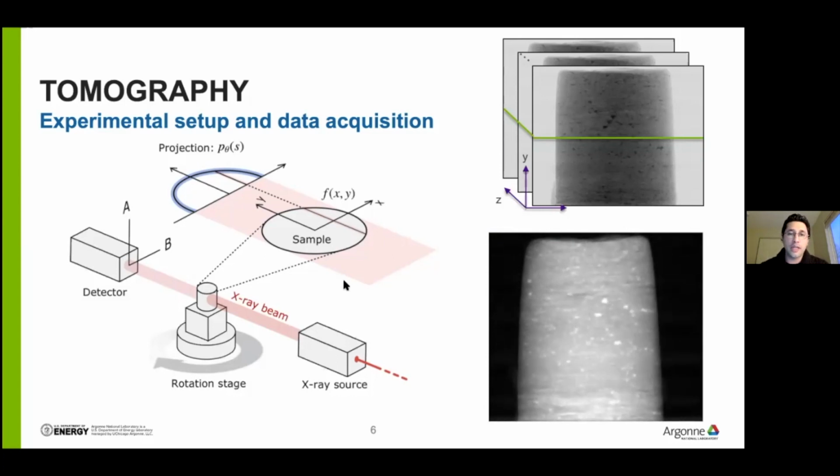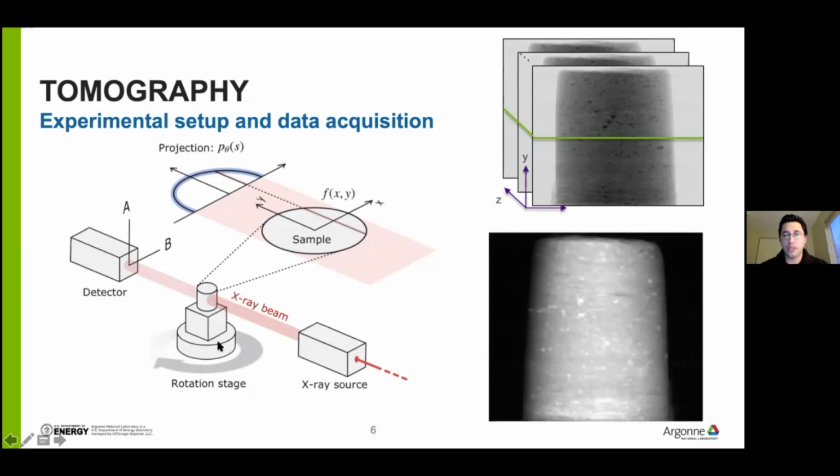So in a tomography experiment, what we do is we put the sample or material that we want to image on a rotation stage. And then we expose this sample to these X-ray beams. And then we collect the resulting X-ray image on a detector.